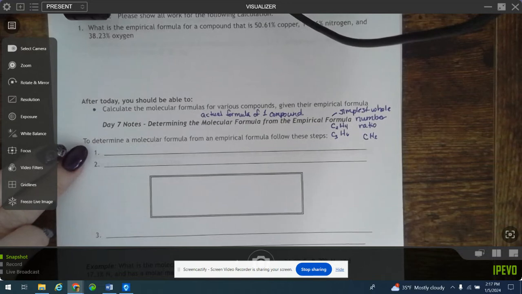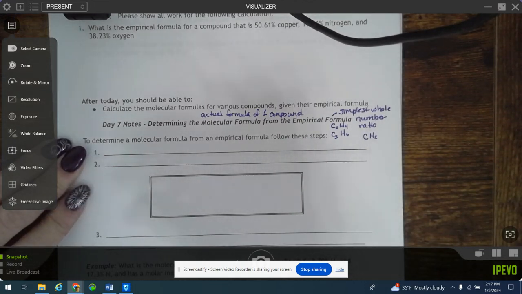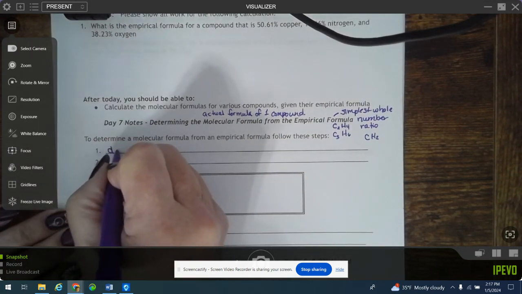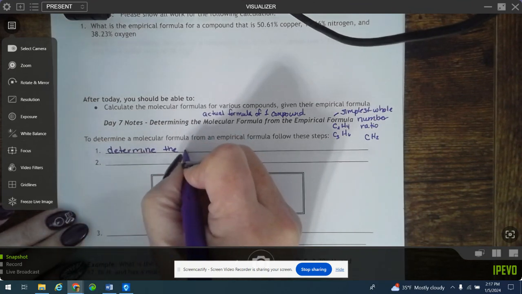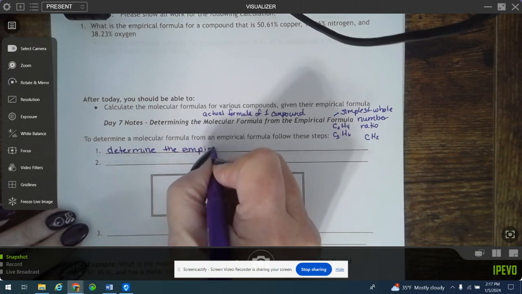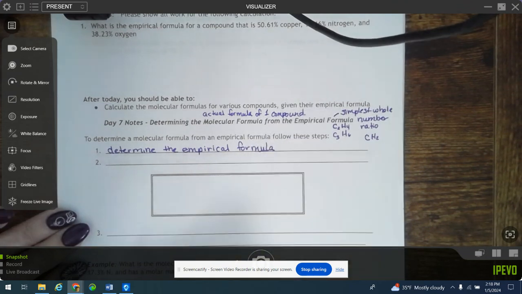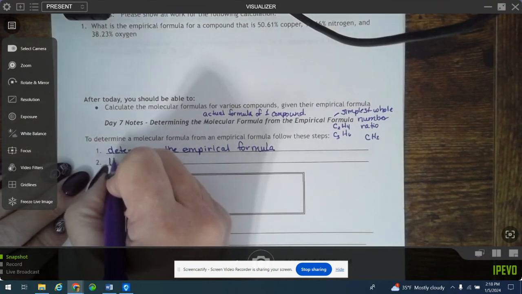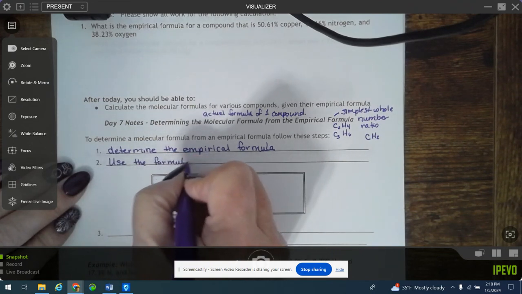To determine the molecular formula from an empirical formula, the first thing you do, if you're given a percent composition, is first determine the empirical formula, if it's not given to you. In some problems, I'll just give you the empirical formula. Number 2, we're going to use that formula as follows.